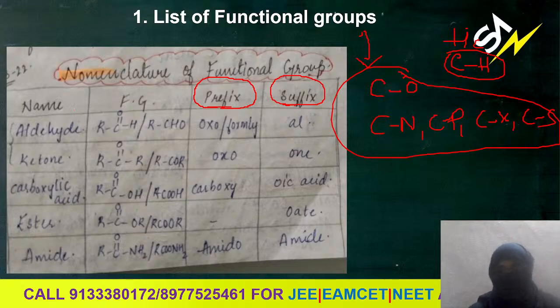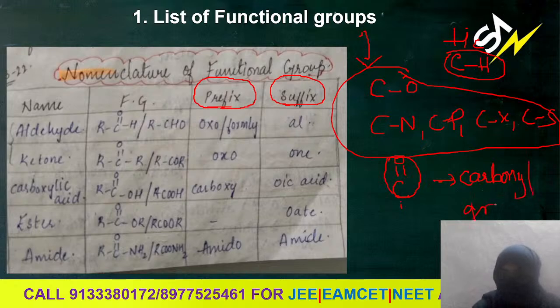Please remember, whenever carbon is attached to oxygen by double bond, that group is called the carbonyl group. We have many functional groups which have this carbonyl group. Carbon attached to oxygen by double bond is known as carbonyl group.